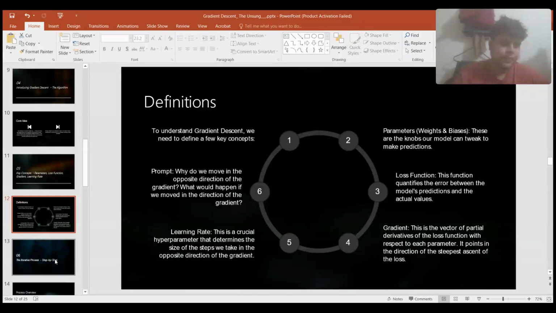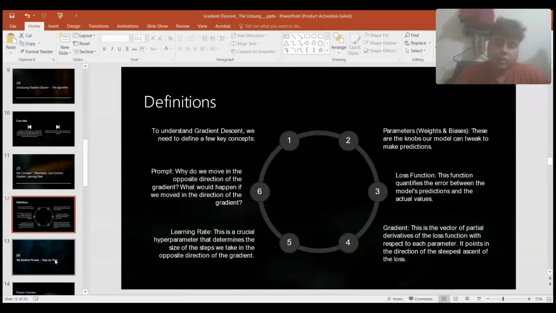Key concepts in our gradient descent algorithm: there are four key concepts: parameters, loss function, gradient, and learning rate. Parameters are the knobs of our model that we tune to make our predictions. Loss function quantifies the error between the model's predictions and the actual values. Gradient is the vector of partial derivatives of the loss function with respect to each parameter. It points in the direction of the steepest ascent of the loss. Learning rate is a crucial hyperparameter that determines the size of the steps we take in the opposite direction of the gradient.